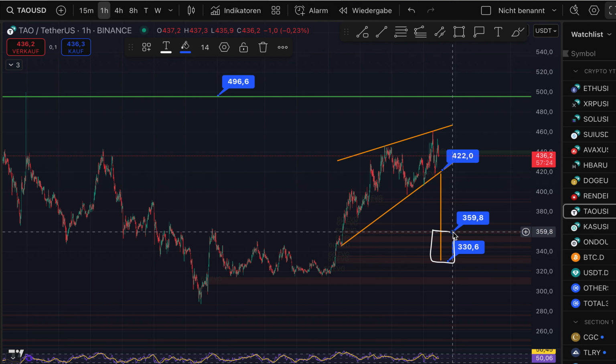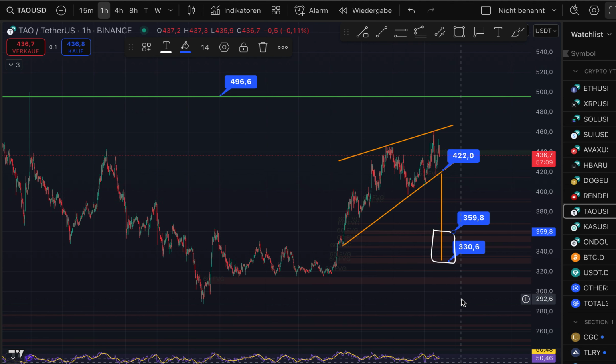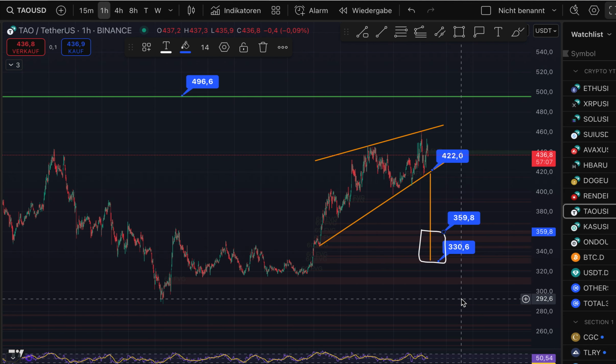So if we break to the downside, if I want to short in that kind of market stage, I can do it. But then I would start taking profits starting from $360 US in small portions down to $330 US unless I see even more bearish chart patterns.